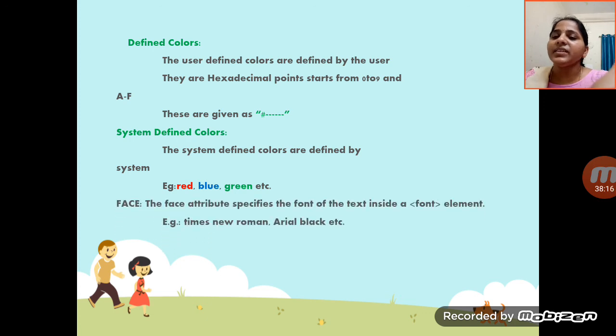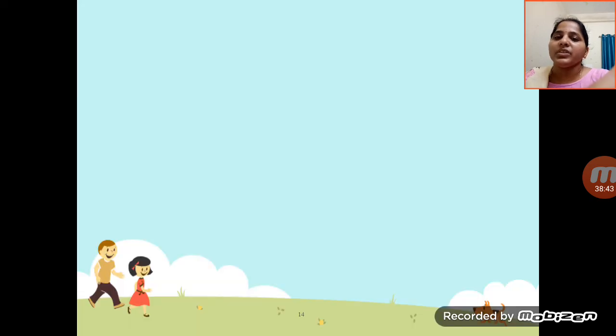And then there is face. The face attribute specifies the font of the text inside a font element. For example, Times New Roman, Arial Black, and so many other font styles can be used with the face attribute.